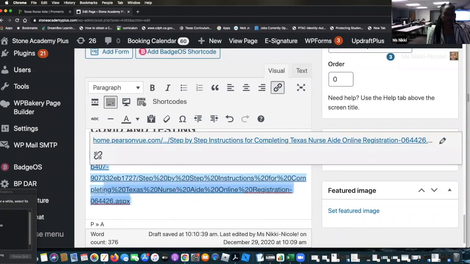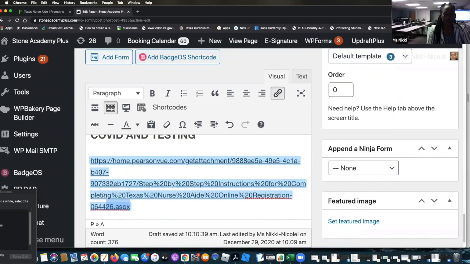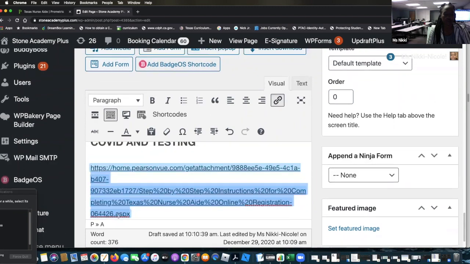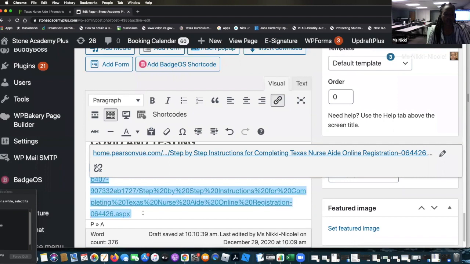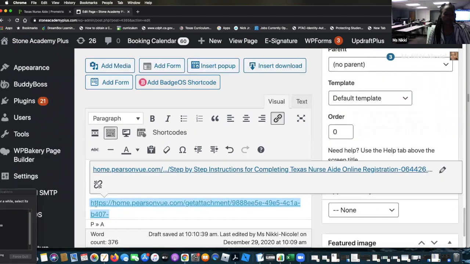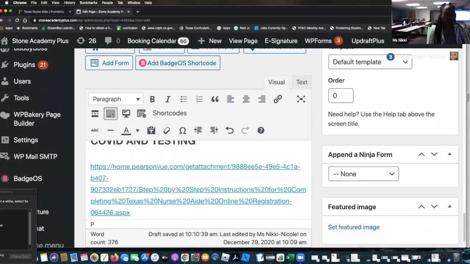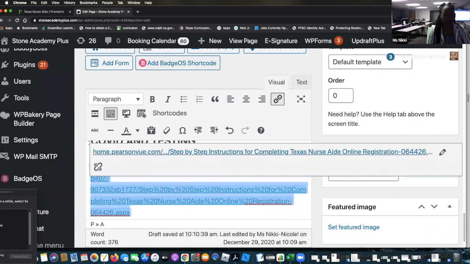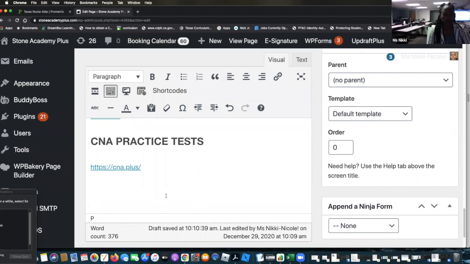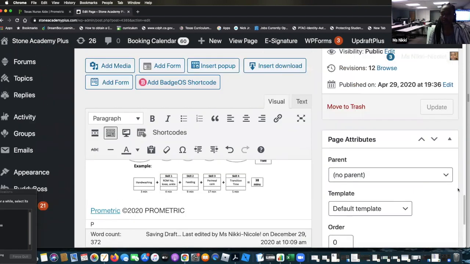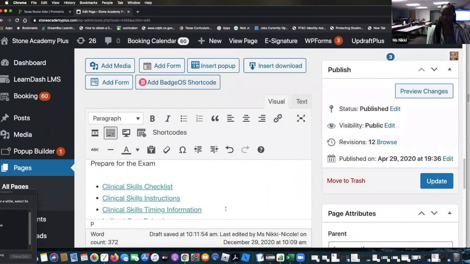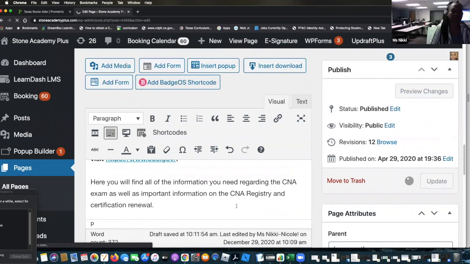This one I'm going to take out only because this is from our old vendor and it's about COVID and testing. I've already put the other one up, so just take that out. All right, let's go ahead and update that.